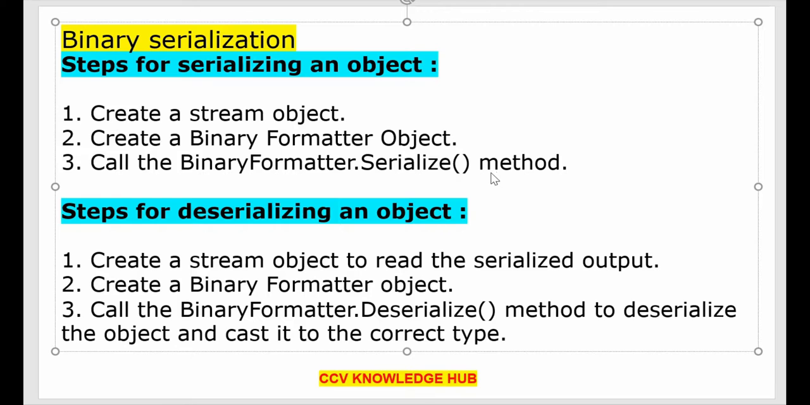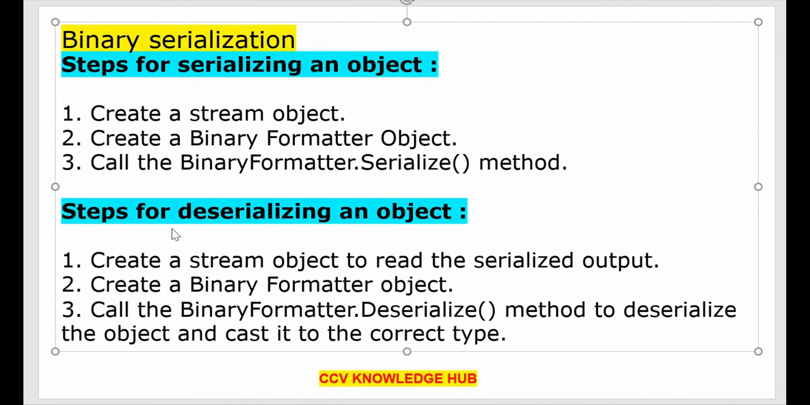So now the first one is binary serialization. Here are the steps involved in binary serialization of an object. Step 1: create a stream object. Step 2: create a BinaryFormatter object. Then call the BinaryFormatter.Serialize method. This way we can do binary serialization of the object.